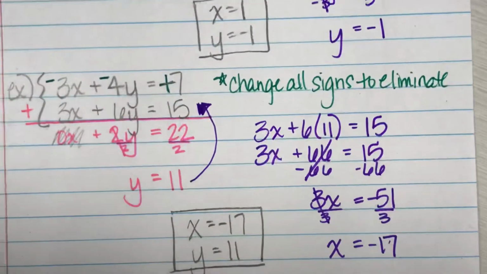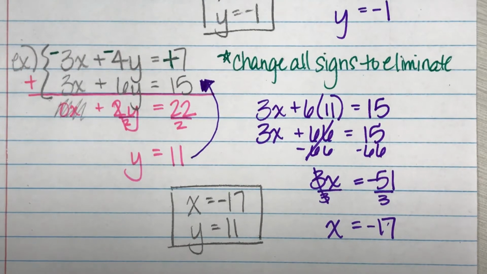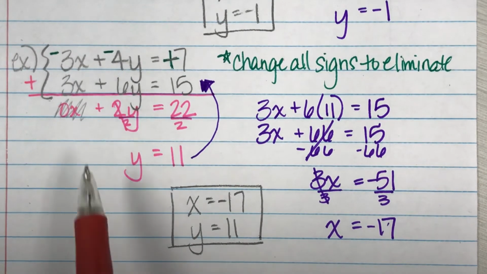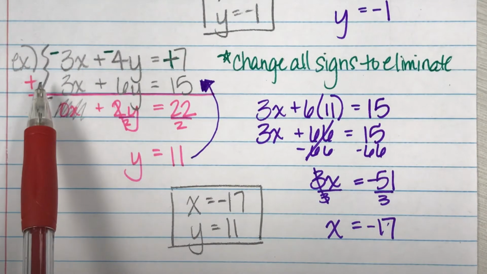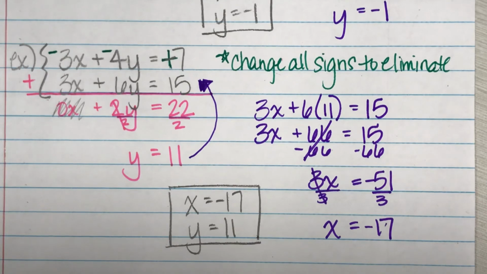So just a general introduction. There are more additional tricks and things to be aware of, but for right now, that gets us started. If something eliminates, add them together. If it just needs a sign change to eliminate, that's fine. You just have to be sure to change all the signs all the way across the equation, okay?